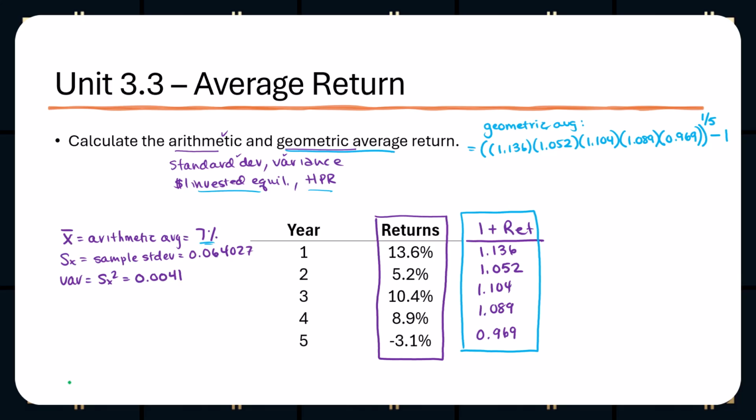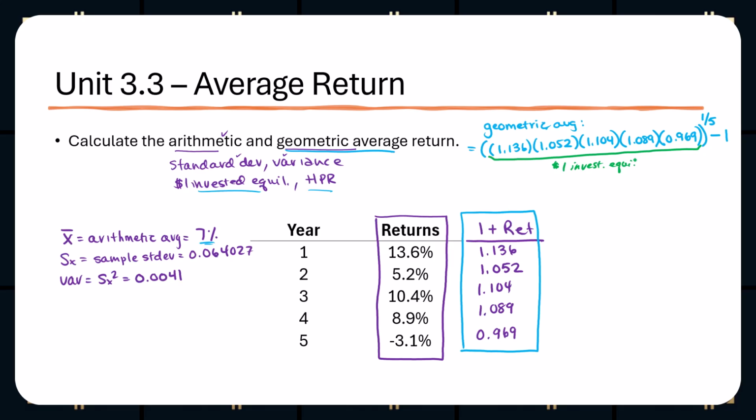But we also get some really cool information. As we're doing this particular calculation, the inside part of this mathematical equation for the geometric average represents what I call the dollar invested equivalent. Now, I really like this number because what it says is, had I invested $1 at the beginning of this asset's timeline, I would have this many dollars at the end of year 5. It's also scalable, which is really cool.